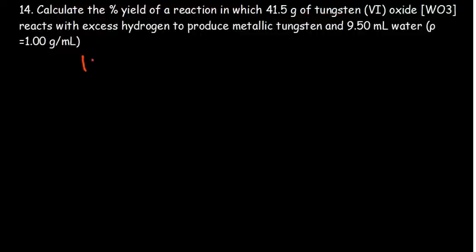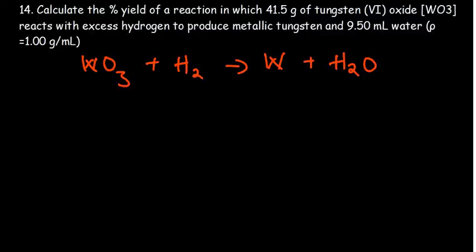So tungsten 6 oxide reacts with hydrogen to produce tungsten and water. So that's a balanced equation there. Is it balanced? No. So for the oxygens, we are not balanced. There we've got like 3. So I'll just put like a 3 there. It's now balanced.